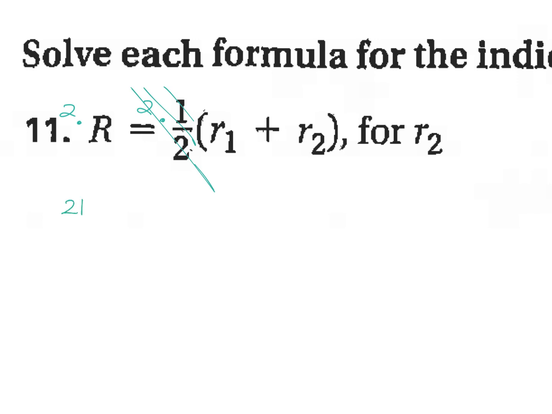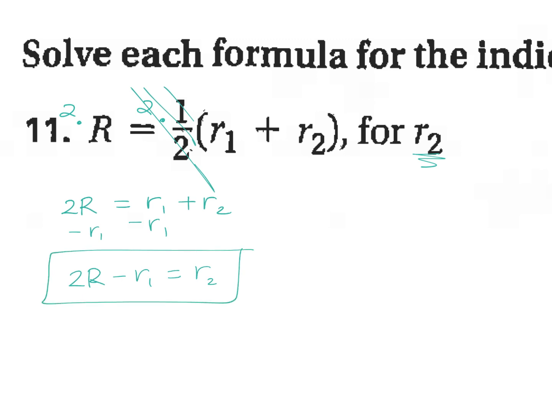And now you have 2r on the left, and then r sub 1 plus r sub 2 on the right. You don't even need your parentheses anymore because we got rid of the number out in front of it. And if we're solving for R2, then you just need to subtract R1. So it's 2r minus r sub 1 equals r sub 2, and that will be your final answer for that one.